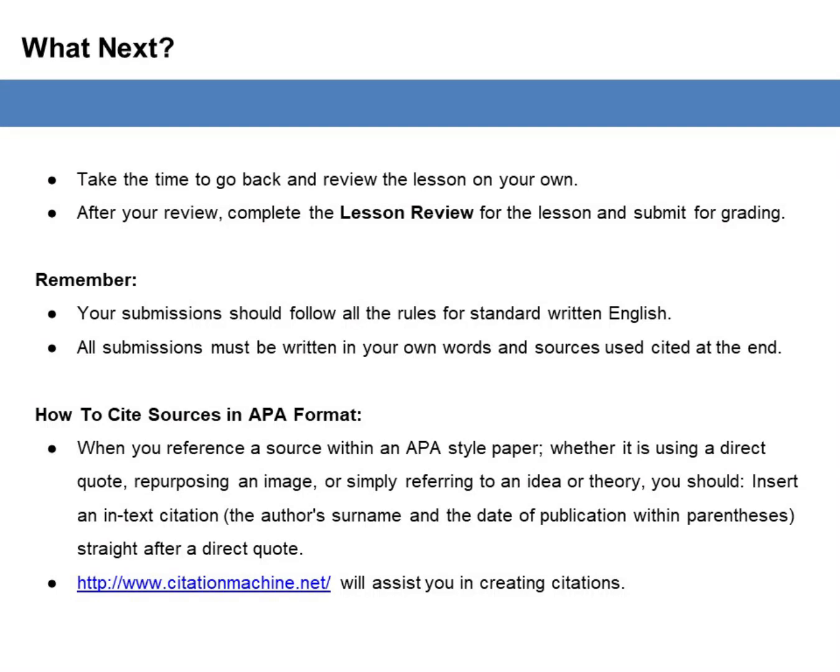How to cite sources in APA format. When you reference a source within an APA-style paper, whether it is using a direct quote, repurposing an image, or simply referring to an idea or theory, you should insert an in-text citation. The author's surname and the date of publication within parentheses straight after a direct quote. CitationMachine.net will assist you in creating citations.